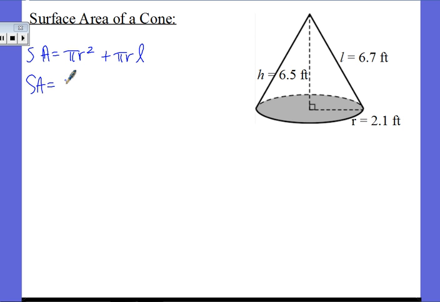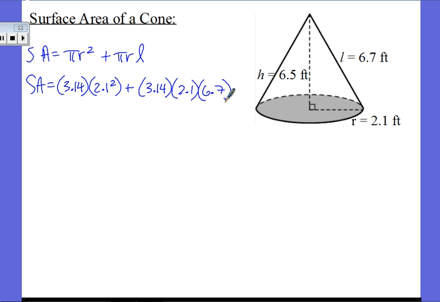I have SA equals 3.14 for pi, r squared, r is already calculated, so 2.1 squared, plus 3.14 for pi, r is 2.1, and then our slant height, L, is what they're asking for, which goes down the side of the cone, not through the middle. So we're going to use 6.7 instead of 6.5.